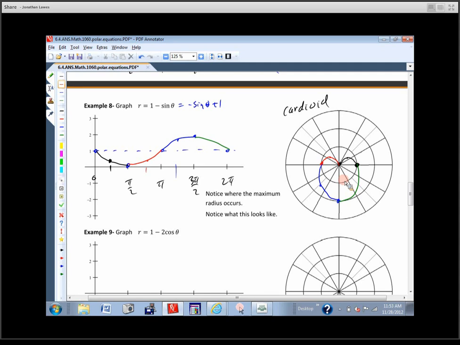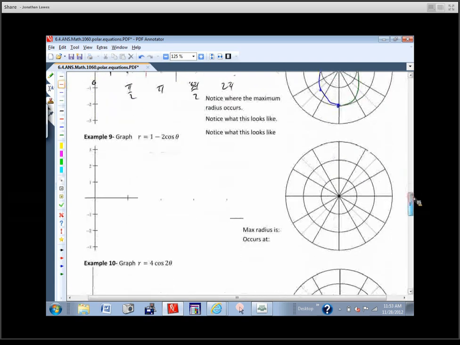3 pi halves. The largest radius is 2, and it occurs at 3 pi halves. Okay? Good thing to keep track of. Let's take a look at the next one. Now, this one's different. Okay, we've got 1 minus 2 cosine theta.